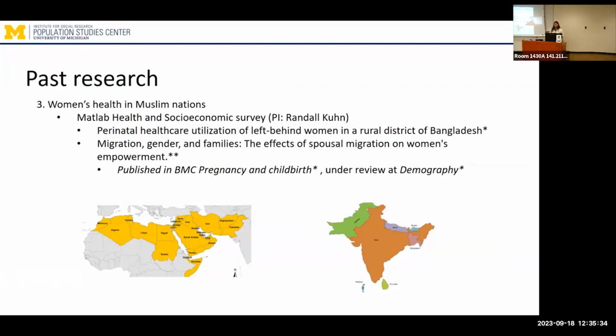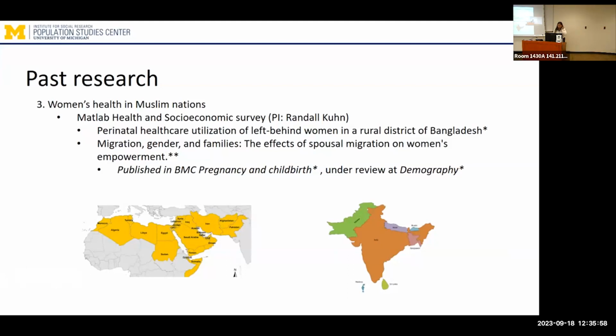issue, and there's been so much economic and health development in this area. How about these families that are left behind? How does, whether it's the economic implications of having a transnational family or the social implications of having a transnational family member, how does that affect your access to maternal health care?